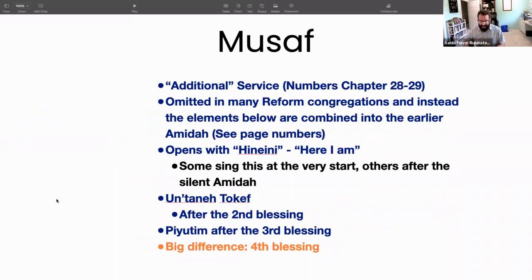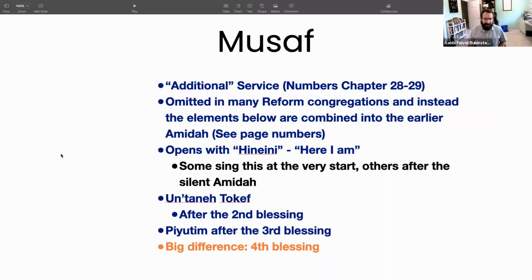Which then, of course, after our Torah, brings us to Musaf. Now, the word Musaf comes from the word additional. It means the additional service. We get the idea of the Musaf service, this additional service, from Numbers chapter 28 and 29, which talks about this additional sacrifice at the temple. It's this added sacrifice on Shabbat and holidays that we are referencing. Numbers chapter 28, by the way, is Parshat Pinchas.